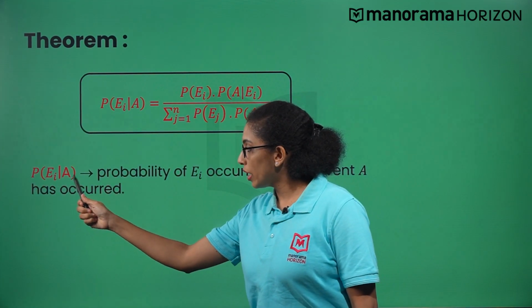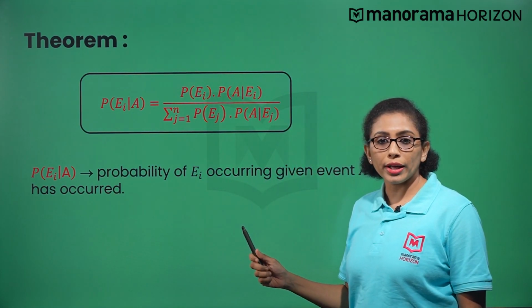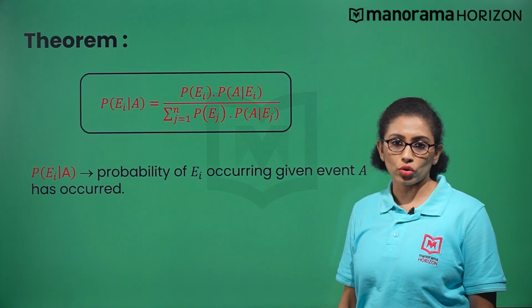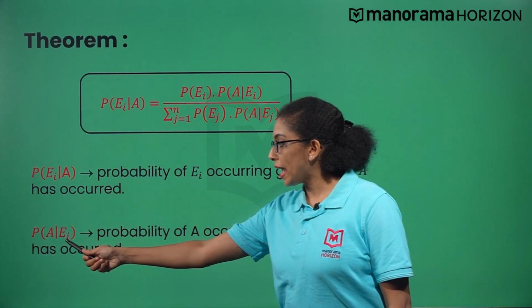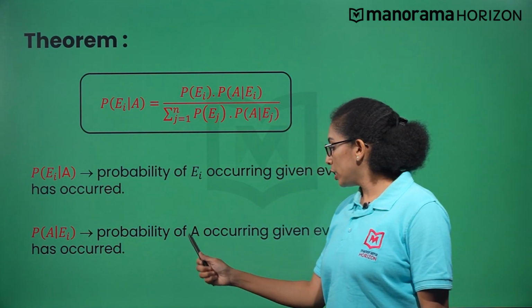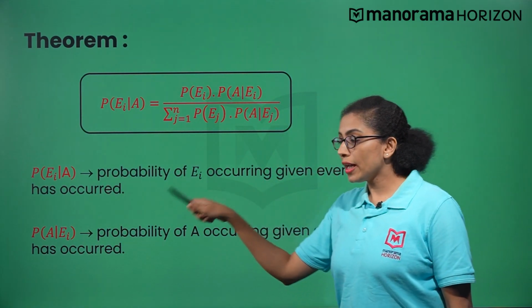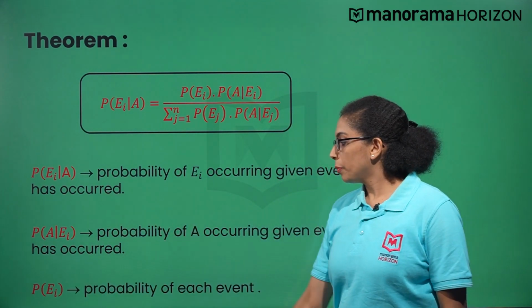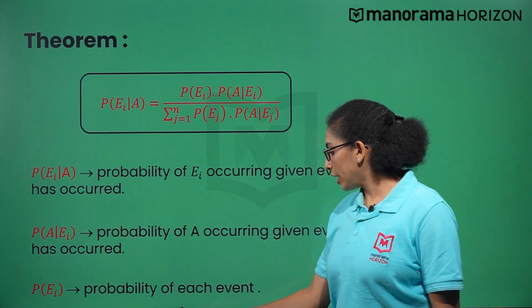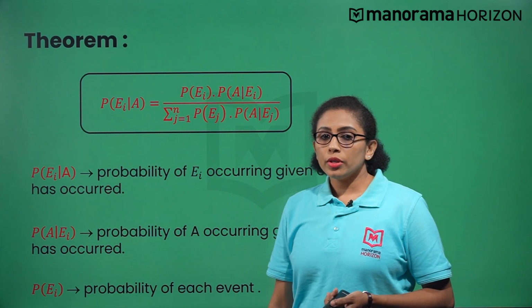P of Ei given A is the probability of the event Ei occurring, given the event A has occurred. So, conditional probability. Now, what is P of A given Ei? It is the probability of event A occurring given that Ei has already occurred. Now, what is P of Ei? It is the probability of each event. Okay, now let's see the proof.